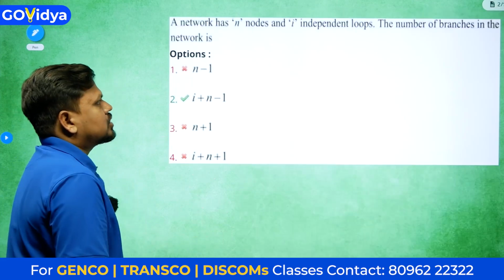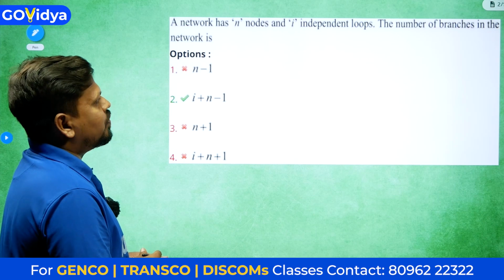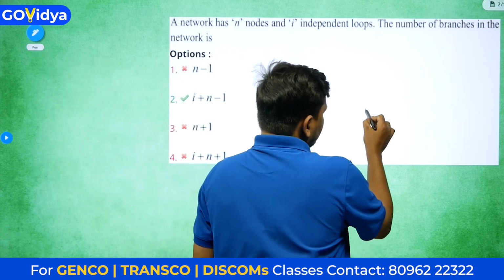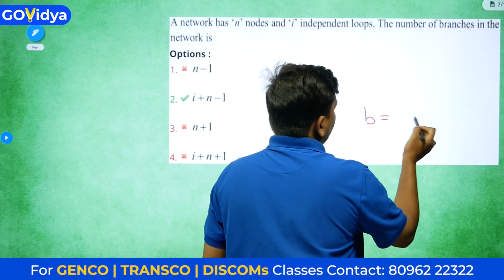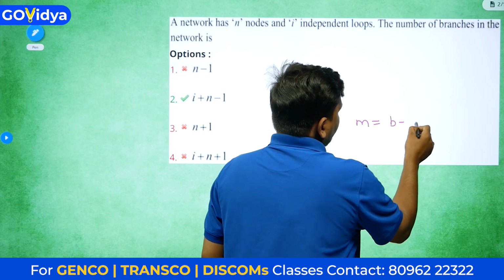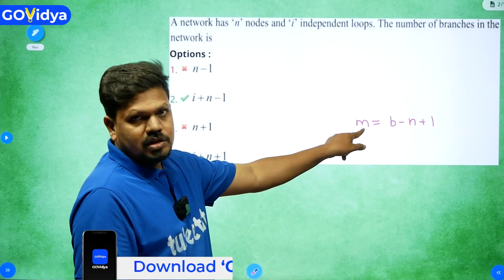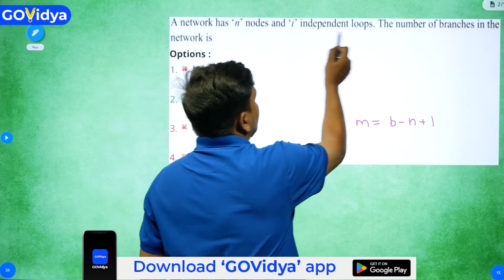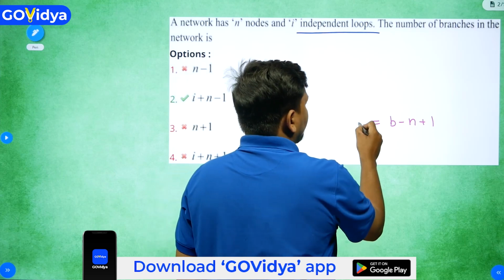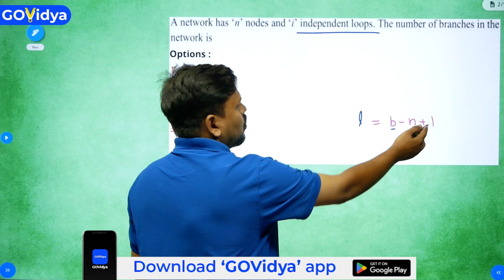Let's see the next question. A network has n nodes and I independent loops. The number of branches in the network is... by seeing the options we can understand directly. This is asking from the equation for the number of meshes, M equals B minus N plus 1. They have mentioned independent loops, which are nothing but meshes only. Instead of M, I will write L. B is branches, N is nodes, and 1 is the constant.